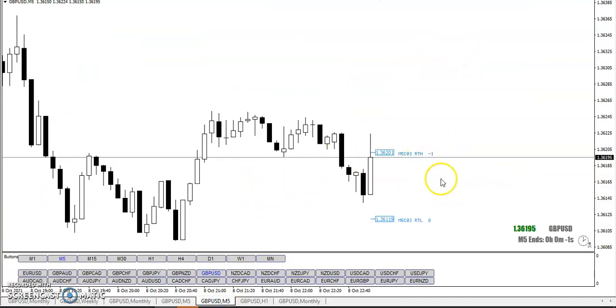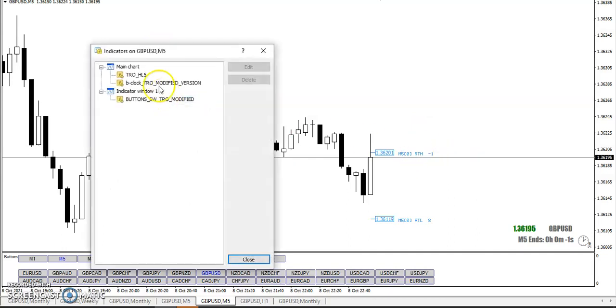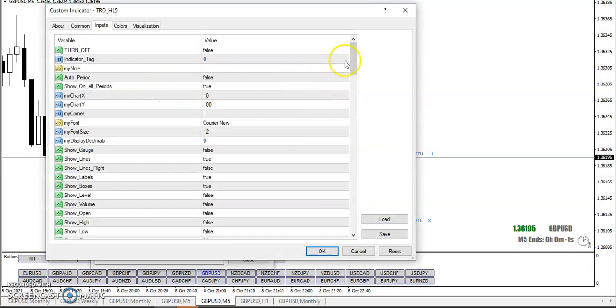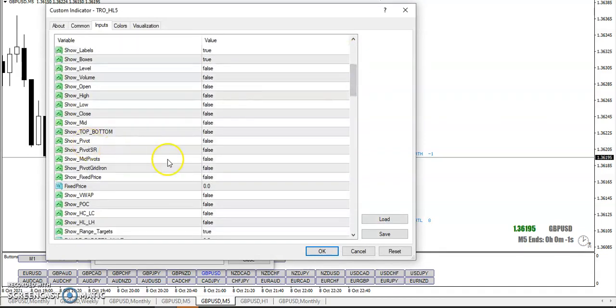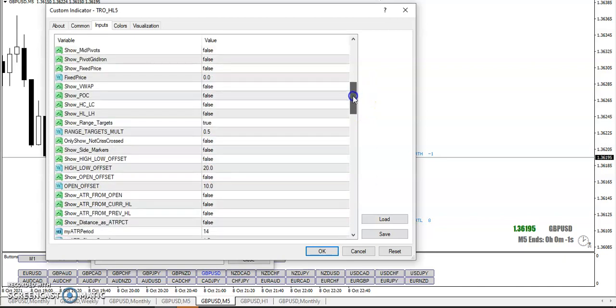Next up is what I call the range targets. So you've got a range target high, range target low. And how does that work? Well, you come down here and you set show range targets to true. Then you have a range target multiplier, and here I have 0.5.